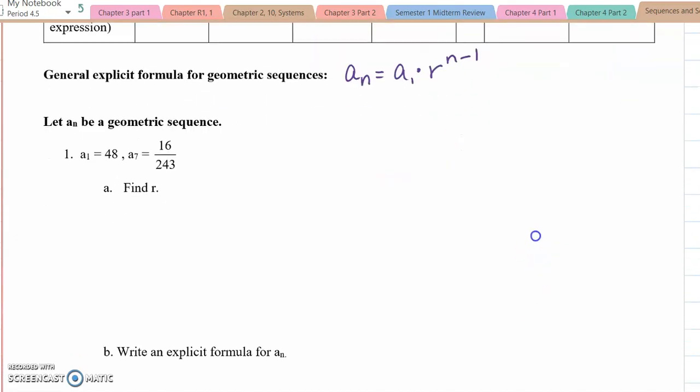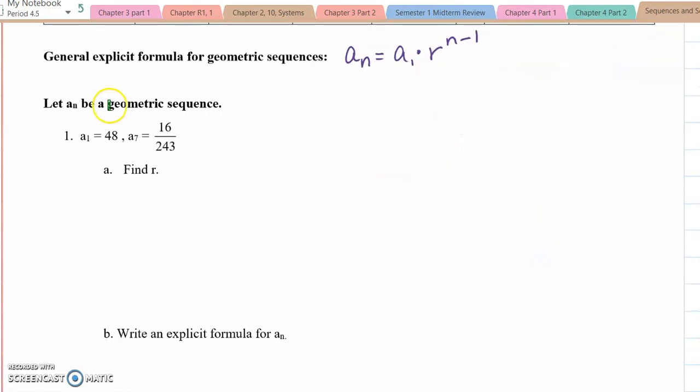Let a sub n be a geometric sequence. You have to know whether a sequence is arithmetic or geometric to be able to use the equations that we've talked about. So if a sub 1 is 48 and a sub 7 is 16 over 243, the question is find r. So I'm going to plug in everything that I know. I know that my first term is 48, and I know that n is 7, so I'm plugging everything into this equation. And now I just have to simplify and solve for r.